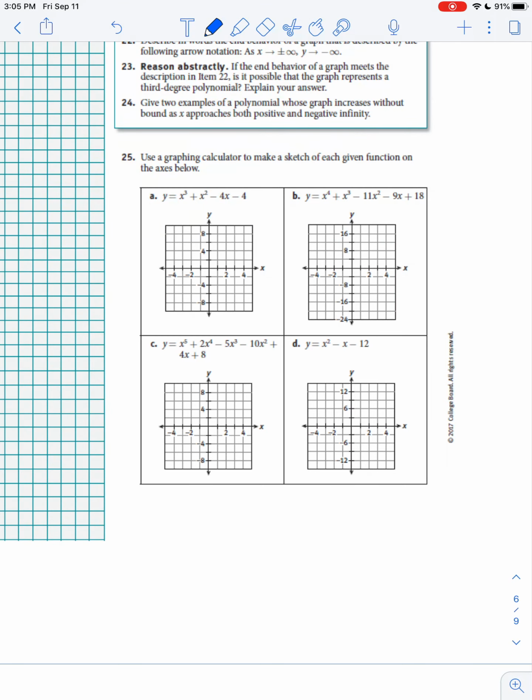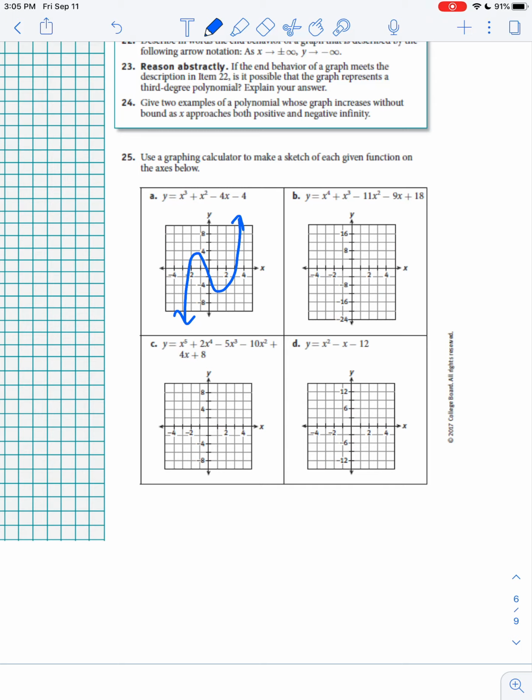Okay, so the first graph that I got was an x to the third graph, and it looked like this. It went up and then down and then back up again, like that. So with an x to the third, we can get used to seeing what that looks like.